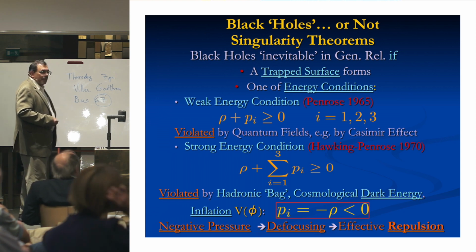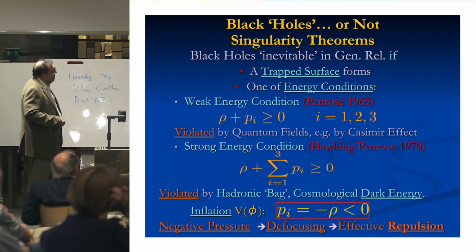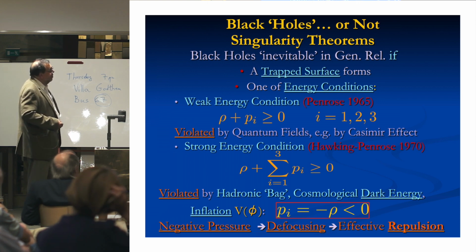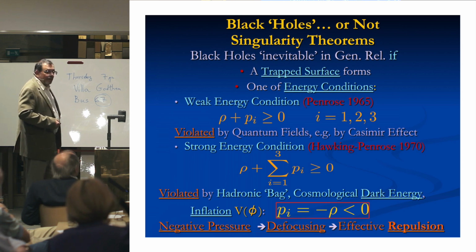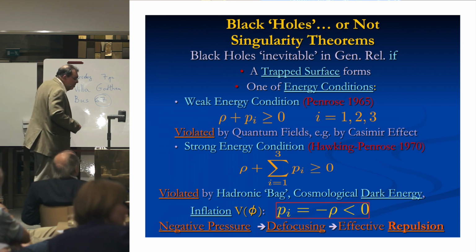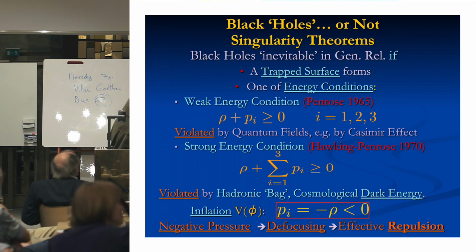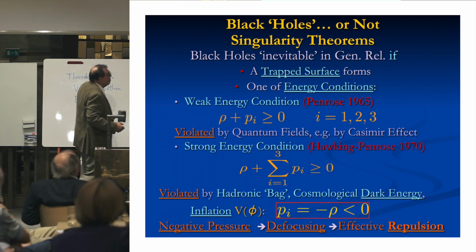And Sakharov and then Gliner realized that if that happened inside of a collapsing object, it would defocus geodesics and you would have an effect of repulsion. So the same effect which is causing the universe expansion to accelerate could actually eliminate singularities in a collapsing object.